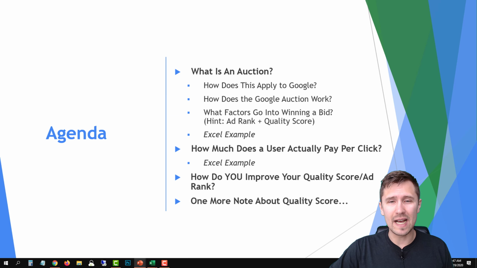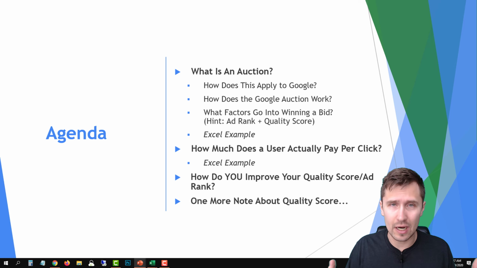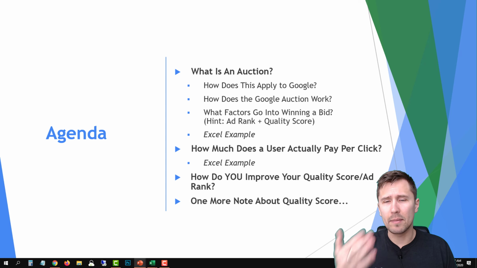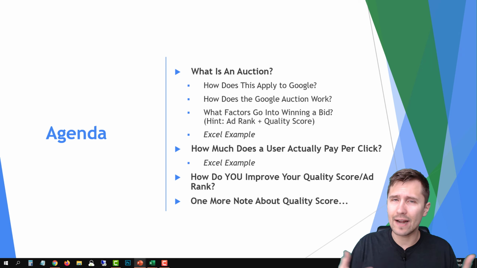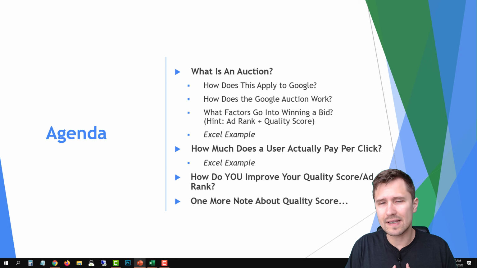What is on the agenda? So first, I want to describe an auction because this is how bids work, okay? It's an auction. So we're gonna get into that. I'm gonna explain how it works and then what factors go into a winning bid. Hint, hint, ad rank and quality score. If you're looking at this saying, well, where is ad rank quality score? Here it is, okay? We're gonna cover it there.